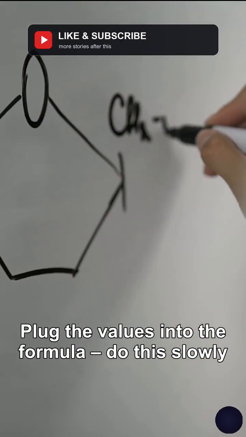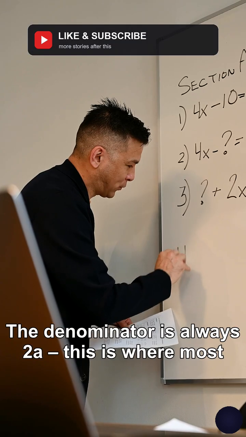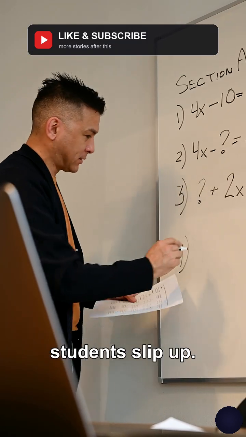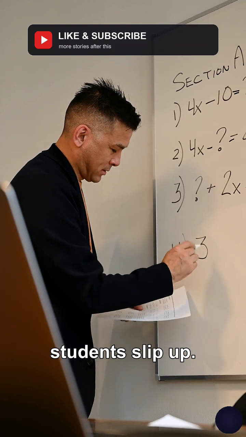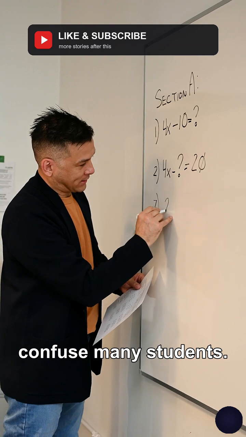Plug the values into the formula. Do this slowly to avoid errors. The denominator is always 2a. This is where most students slip up. Double-check your division. Fractions confuse many students.